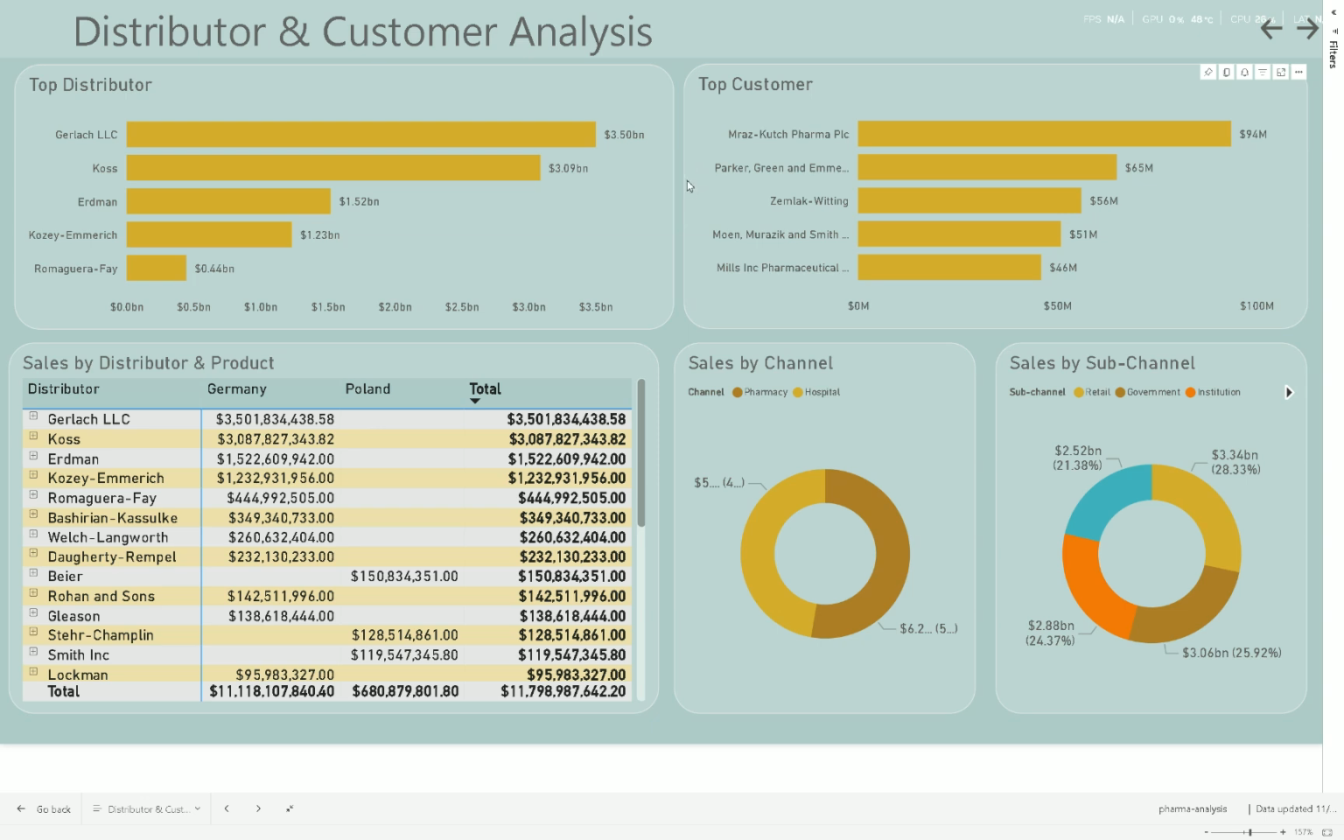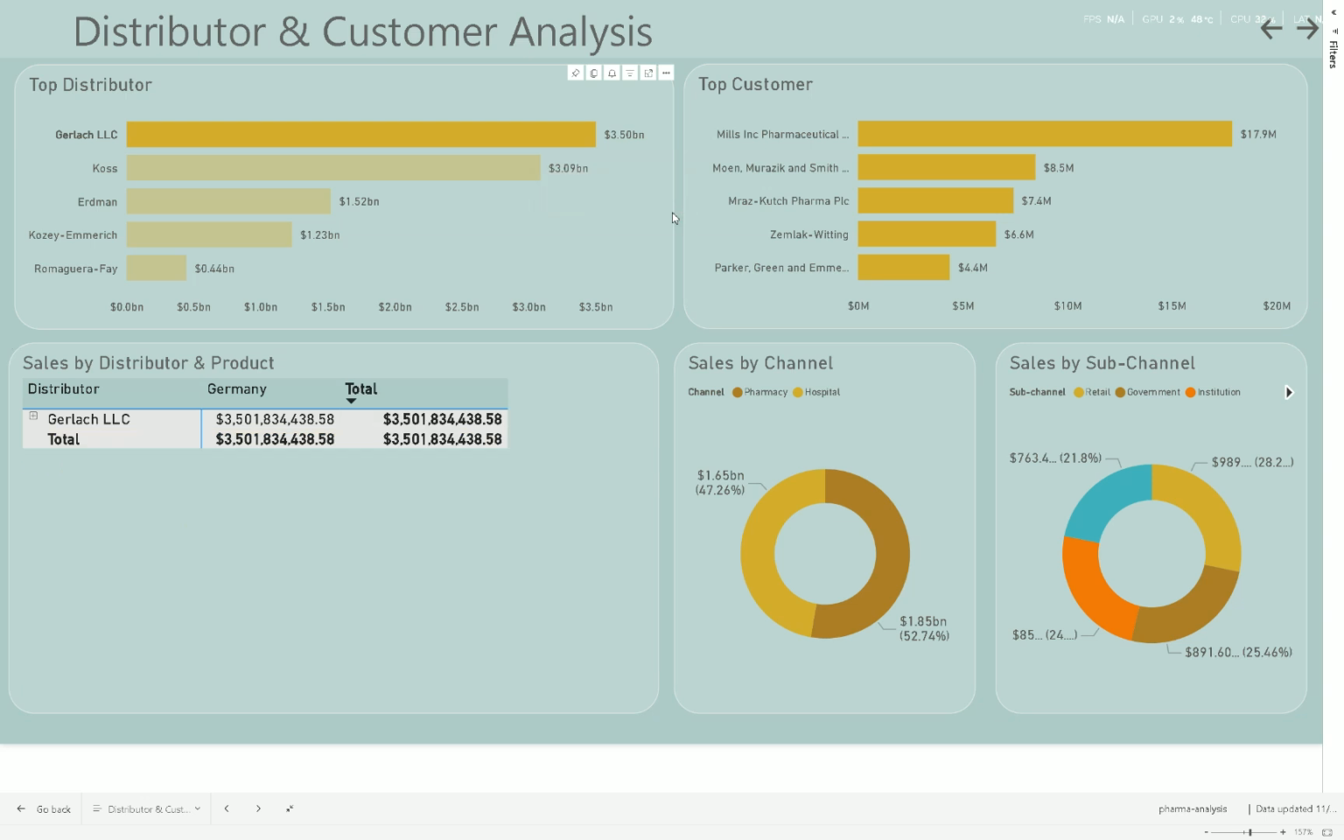So again, this whole second page of the dashboard is interactive. So if we look at the top distributor and compare it with the top customer, we will get Mills Pharmaceuticals, which are the top customer for Gerlach LLC, as we can see.